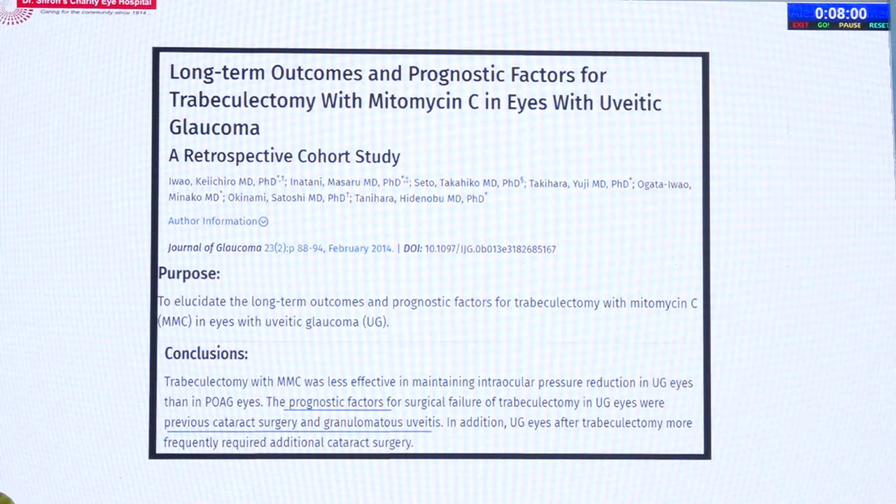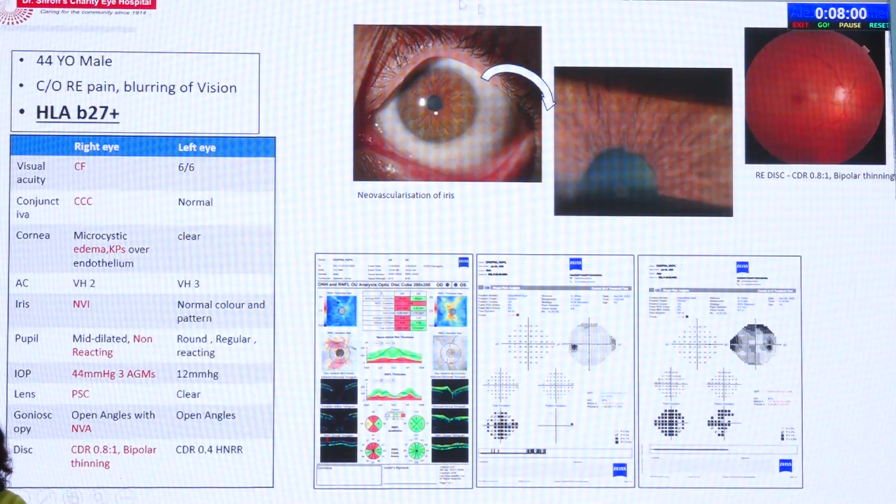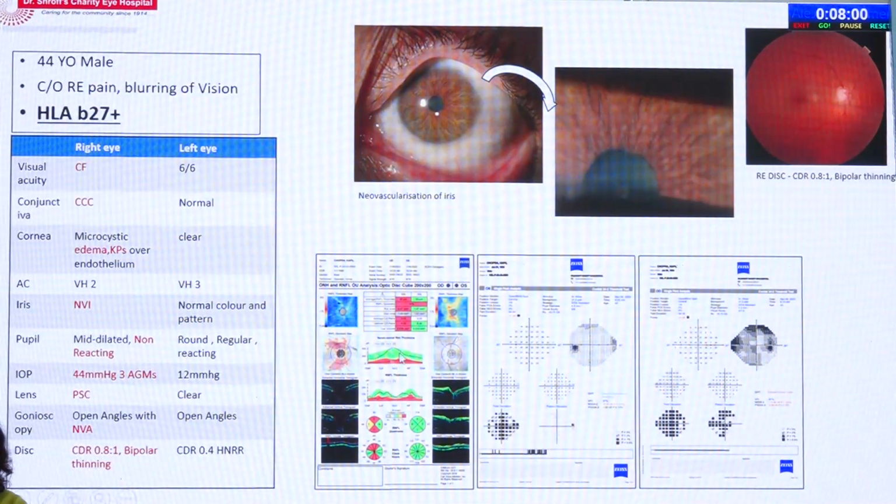So prognostic factors for failure of a trab include previous cataract surgery and granulomatous uveitis. Another patient who was HLA-B27 positive had a lot of findings in the anterior segment. There was presence of NVI, nodules, and IOP was uncontrolled, as you can see, and even cataract.